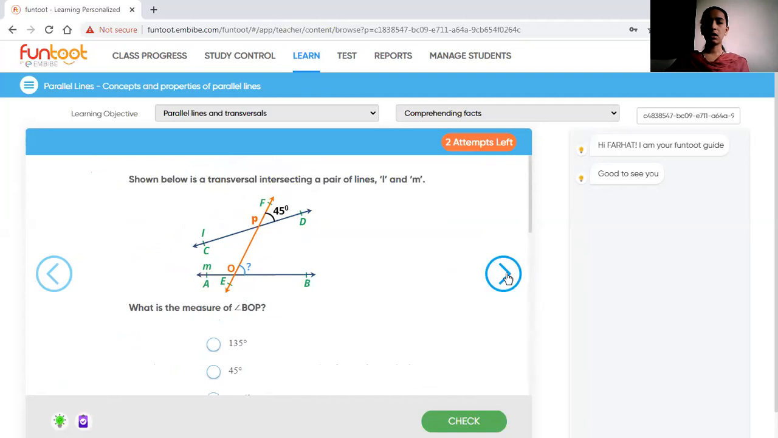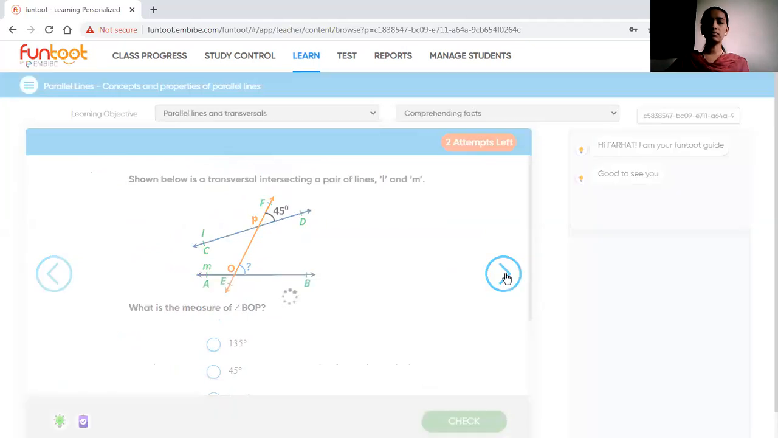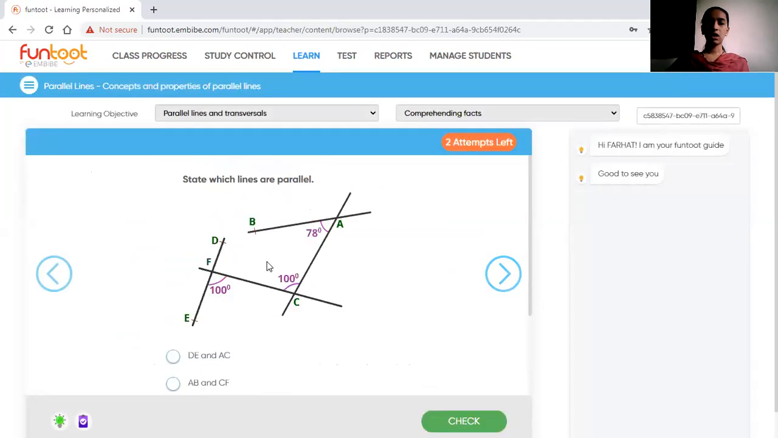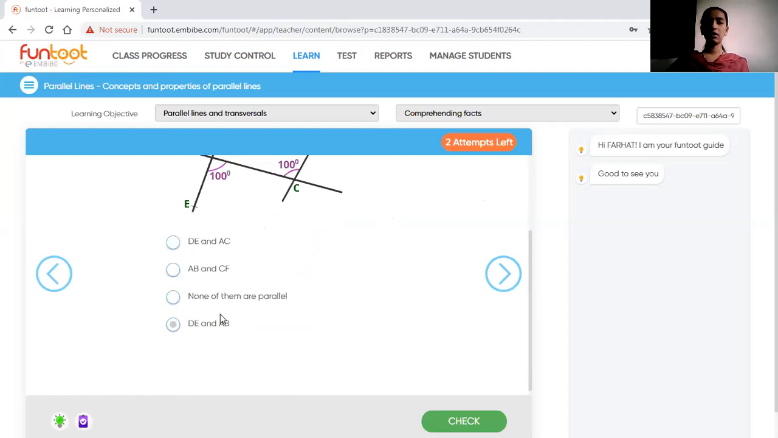Okay. Now let's take another example. Now this figure is given. This is a complex figure. State which lines are parallel. We have to check which lines are parallel. Either this line is parallel to this, whatever it is, we have to check. Either none of them, DE and AC, AB and CF, or DE and AB. Which line is parallel, we have to check.